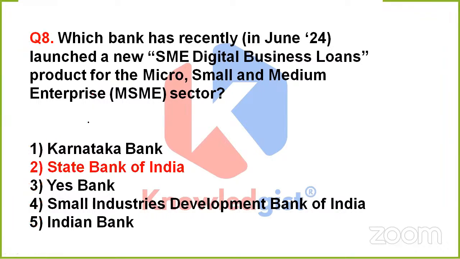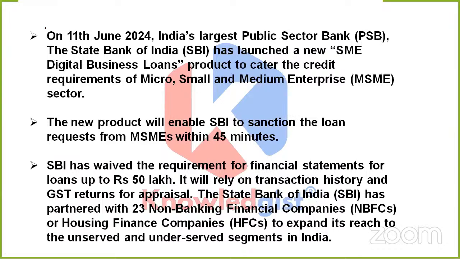Yes, great. This time the correct option is 2. That is State Bank of India. So if we talk about 11th June 2024, India's largest public sector bank, the State Bank of India, what has it done? It has launched a new SME digital business loans product, and the reason is to cater to the credit requirements of micro, small and medium enterprises, that is the MSME sector.